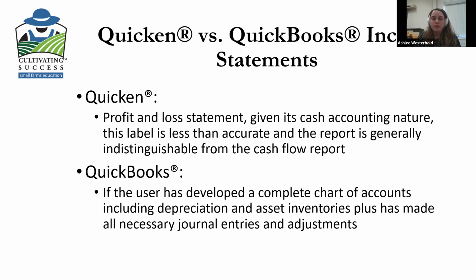So Quicken and QuickBooks when it comes to income statements. Income statements is also your net worth or your Schedule F. So you guys might be familiar with Schedule F. And again, we'll be talking about this over the next several weeks. But in Quicken, you can create a profit and loss statement given its cash accounting nature. Again, Quicken is a cash accounting system. This label is less than accurate and the report is genuinely indistinguishable from a cash flow report.